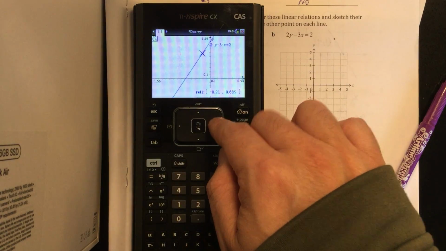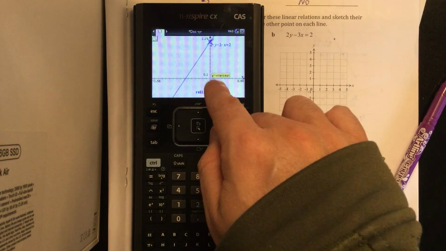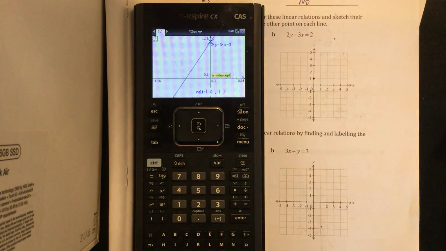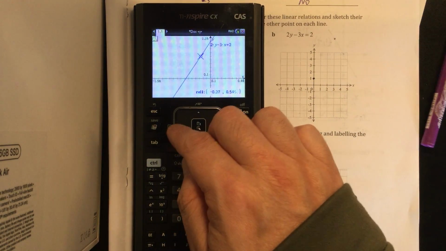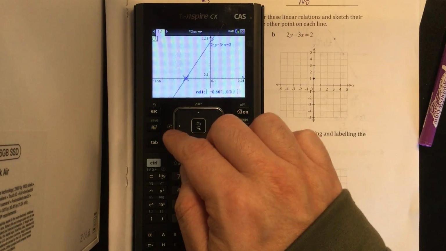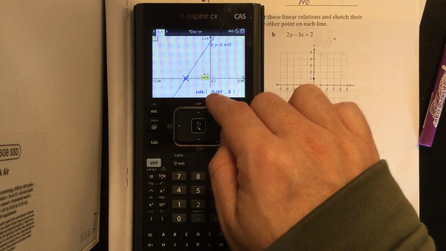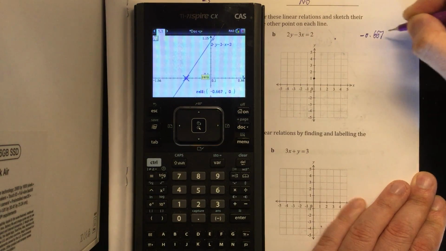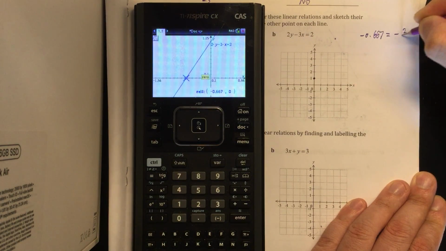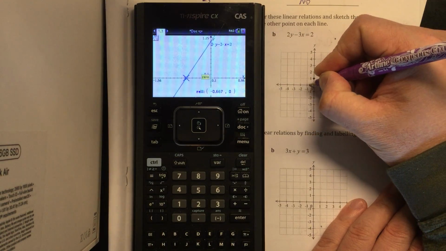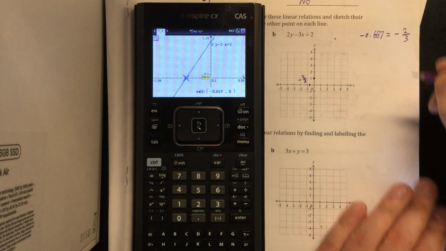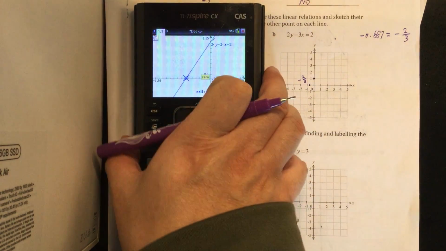Okay, I'm going to go to the y-intercept first. The y-intercept is at 1. What is the x-intercept? The x-intercept is negative 0.662, and you should realize this is negative 2/3. Okay, negative 2/3. Now, that's the basics we require you to actually know.